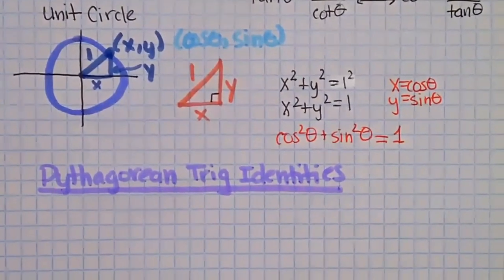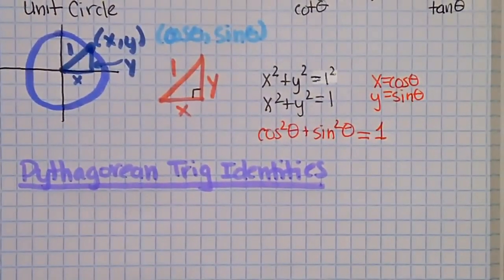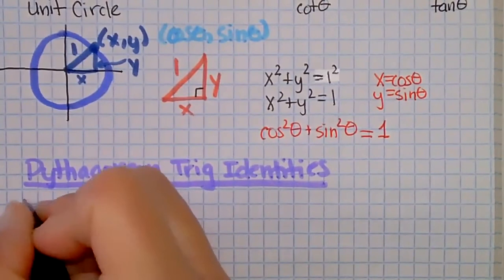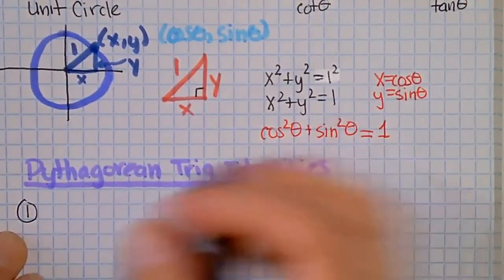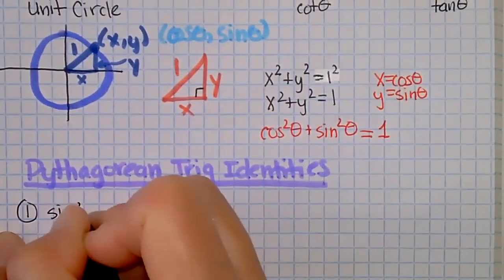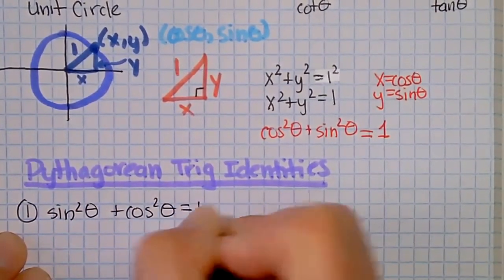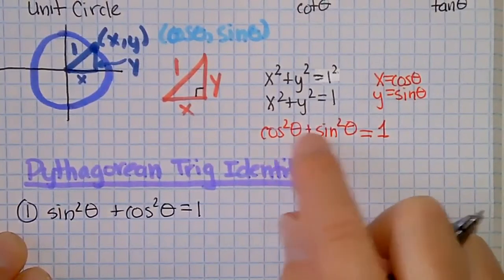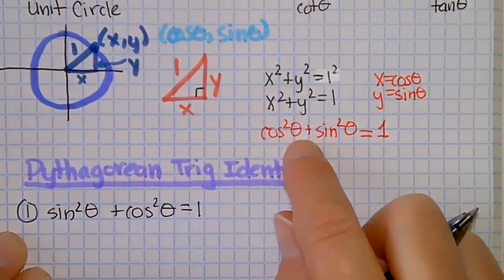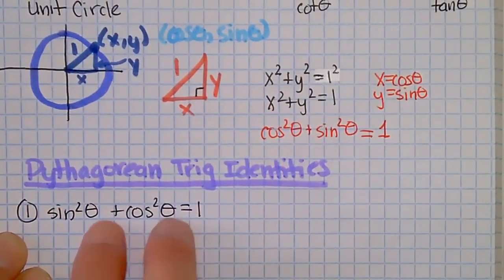And I'm saying identities because we're actually going to have 3 of these. Okay. The first one is this one. I usually think of it as sine squared theta plus cosine squared theta equals 1. But it doesn't matter if you start with your cosine or your sine. Addition is commutative.